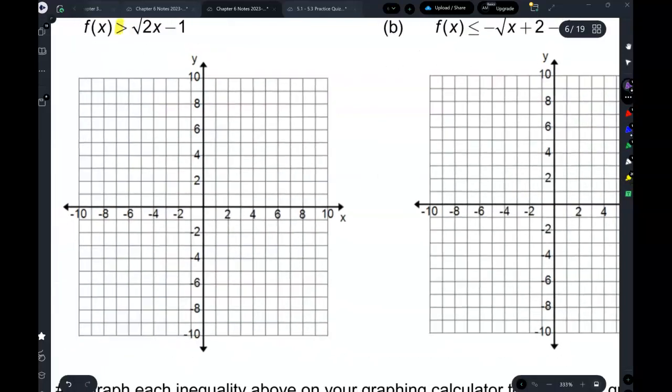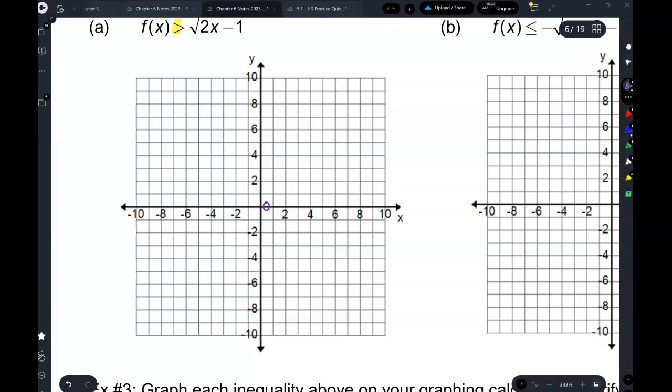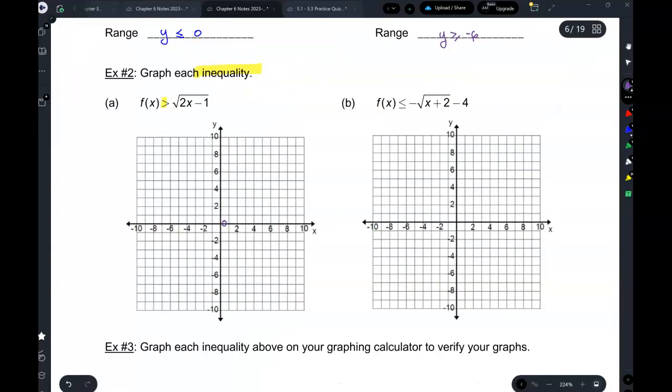Let me make this bigger. Okay? Now, we're going to plug in some points here. Is 1 a good point? Would that give us a perfect square? Yep. So I would get the square root of 2 times 1 minus 1, which is 1. What's another number I can pick? 5. I would get the square root of 9, which is 3.